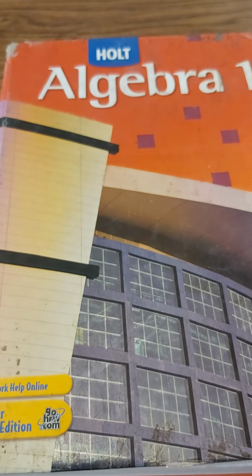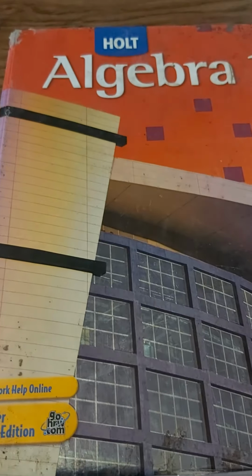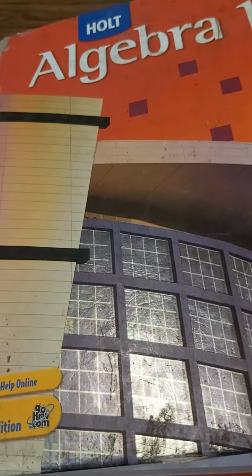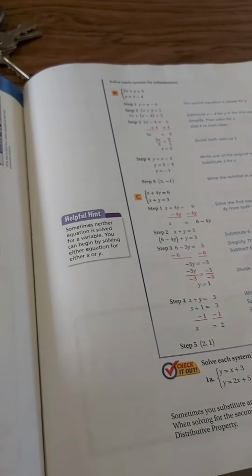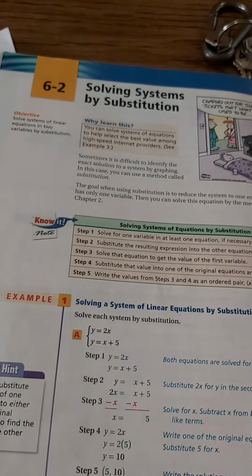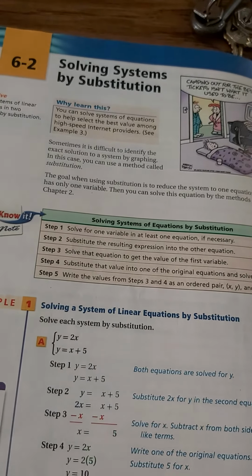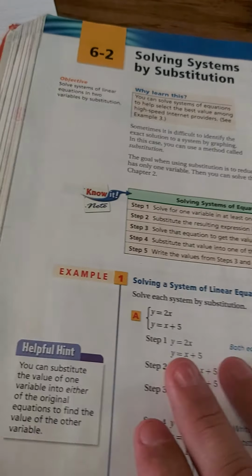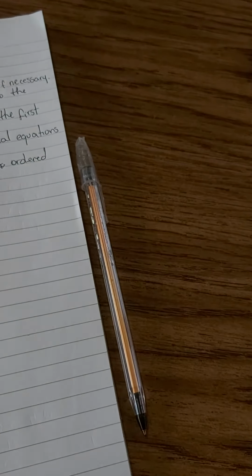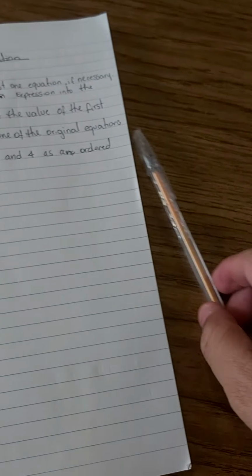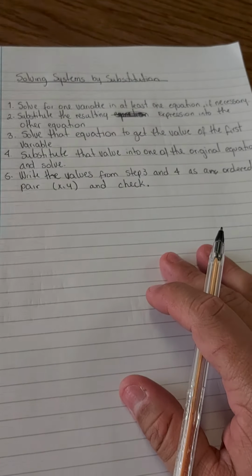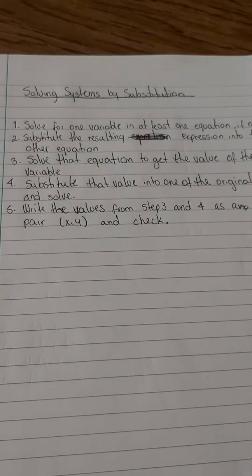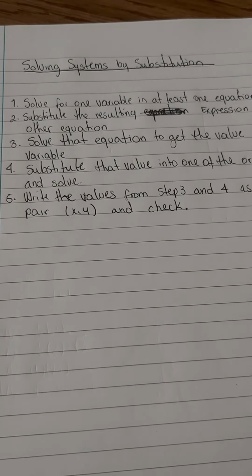Hey guys, okay, today's lesson, chapter 6, lesson 2, solving systems by substitution. Okay, remember that we already learned how to solve systems by graphing. Now we're going to learn another method. It's an algebraic method and it's called solving systems by substitution.